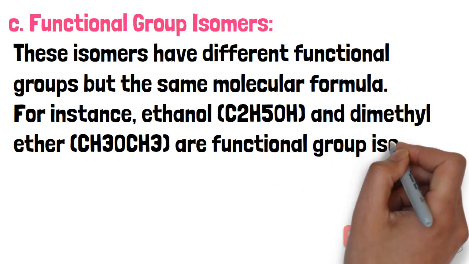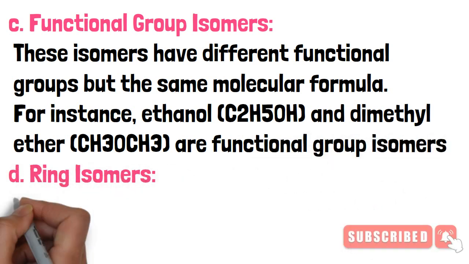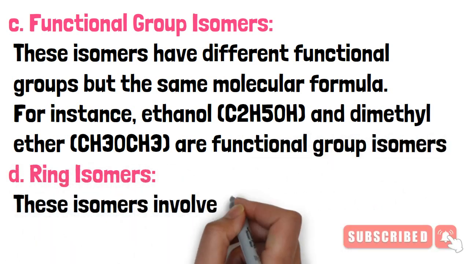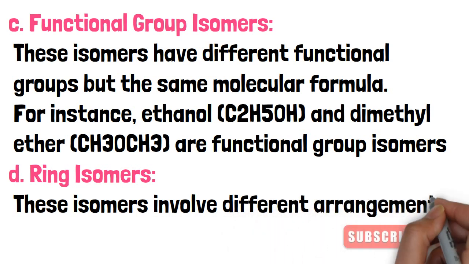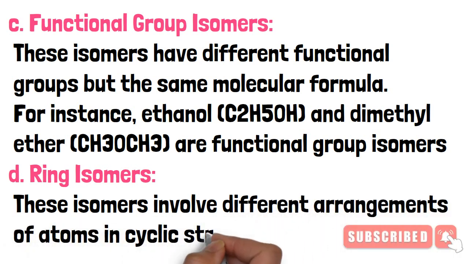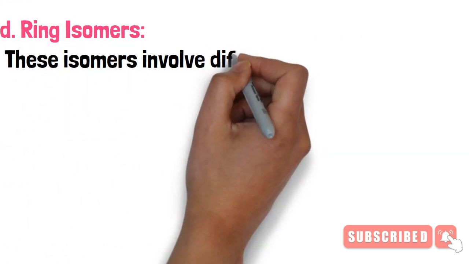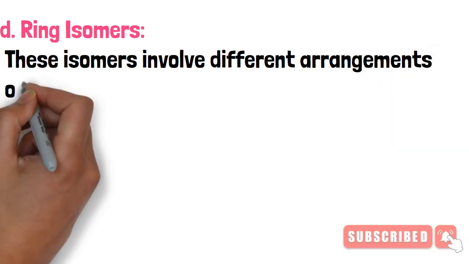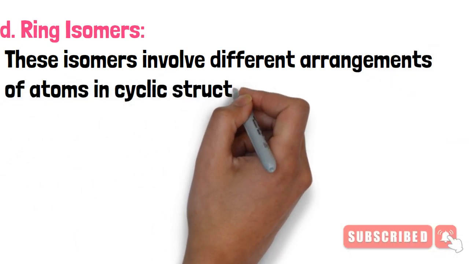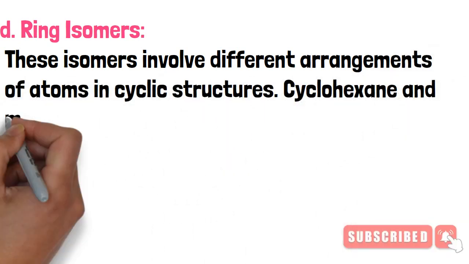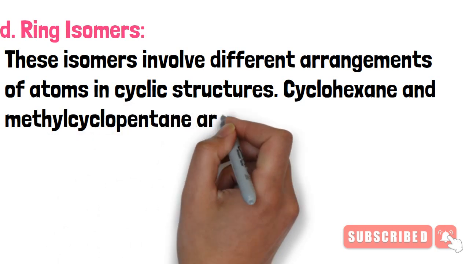D. Ring isomers. These isomers involve different arrangements of atoms in cyclic structures. Cyclohexane and methylcyclopentane are examples of ring isomers with the formula C6H12.